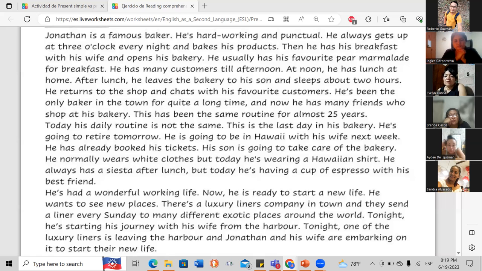He has had a wonderful working life. Now he is ready to start a new life. He wants to see new places. There is a luxury liners company in town, and they send a liner every Sunday to many different exotic places around the world. Tonight, he is starting his journey with his wife from the harbor. Tonight, one of the luxury liners is leaving the harbor, and Jonathan and his wife are embarking on it to start their new life.